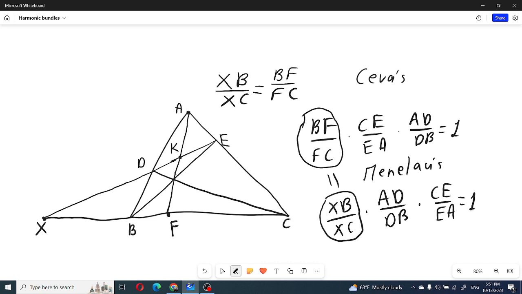So this was what we wanted to prove, and by using the property of perspectivity of cross ratio, we can show that if we take point D instead of B, point K instead of F, and E instead of C, we get that XD over XE must be equal to DK over KE. This is the pencil property, which we have discussed in the previous video.